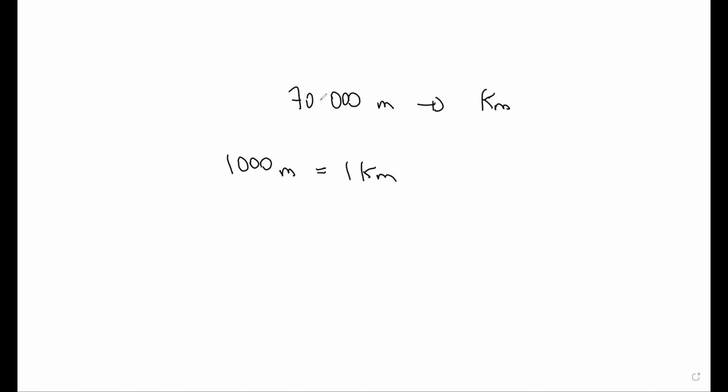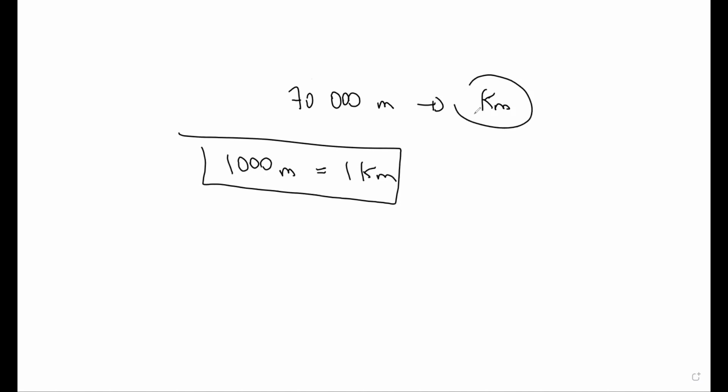Again, you don't have to worry about the 70,000 yet. Some people try to insert it at this step and it gets confusing. So again, this part right here is just based on the chart. Now set up your fraction. So converting to kilometers, so put that on top. 1 kilometer over 1,000 meters. Okay, and last step is take 70,000 meters and multiply it by this fraction.